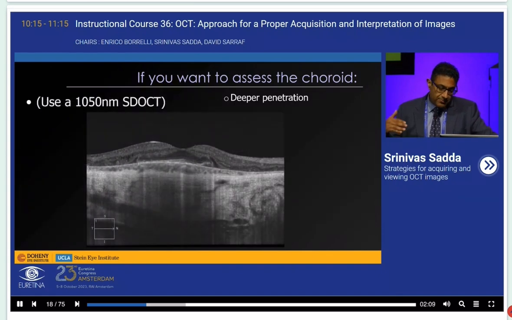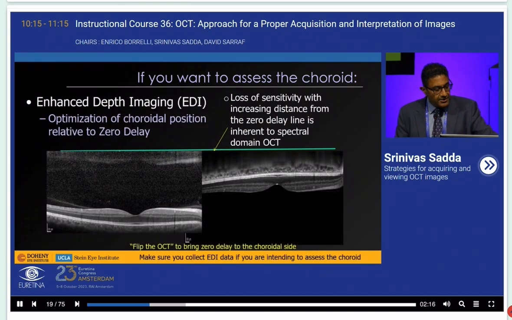You can even use spectral domain with a longer laser wavelength, but we don't really have commercial devices that offer this. But the strategy that is available to us is to do enhanced depth imaging, where we orient the point of maximum sensitivity towards the choroidal side as opposed to the vitreous side, and that allows us to maximize the viewing of the choroid.